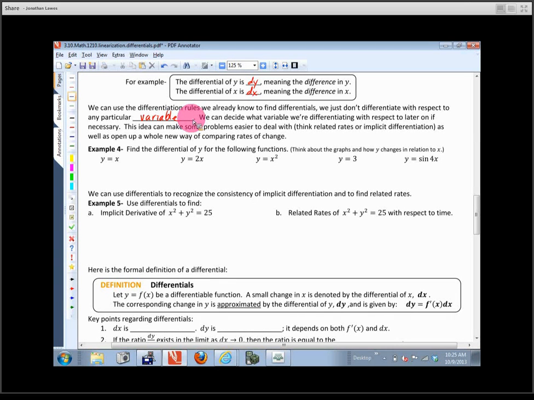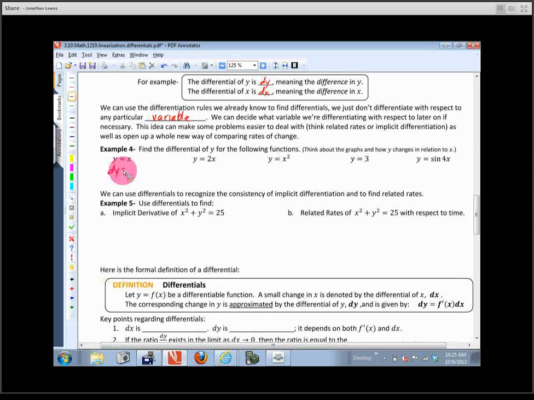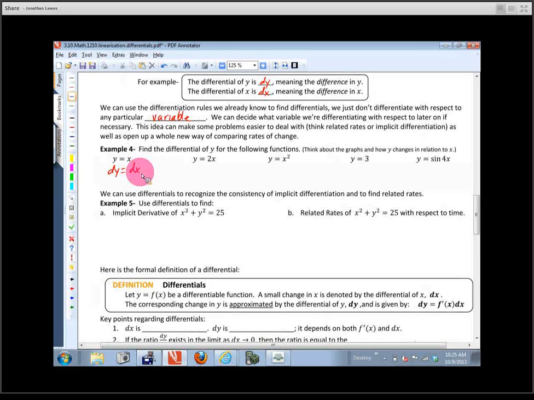So this is the way this works. The differential of y is dy, and the differential of x is dx. It's literally that simple. If we happen to have a slightly more complicated function on this side, like y equals 2x, the differential of y is dy, and the differential of x is, think of the constant multiple rule, it's going to be 2 times the differential of x, which is dx.